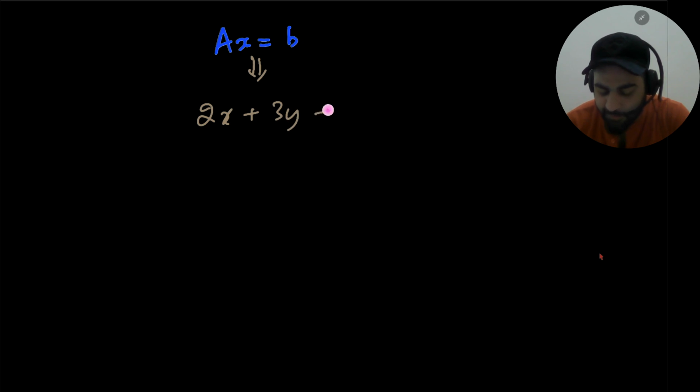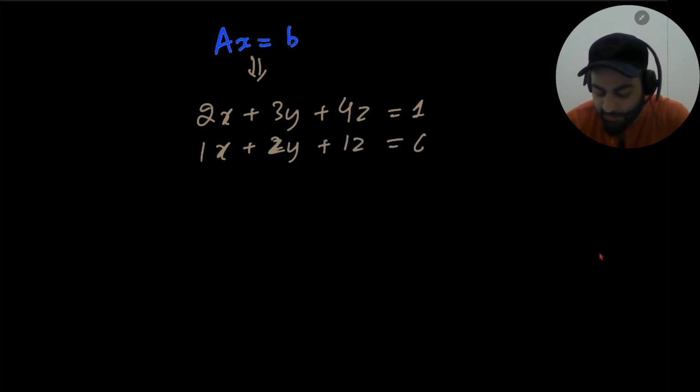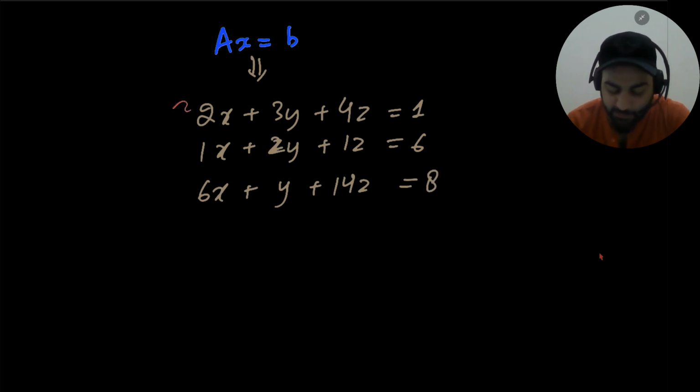So what I said, the fundamental problem of algebra was you have to solve the system of homogeneous linear equations. So that is Ax plus b. And in that, what was this A? Let's again write these equations. This was like 2x plus 3y plus 4z, let's suppose, is equal to 1. Then we'll have another equation, 1x plus 2y plus 1z is equal to 6. 6x plus y plus 14z is equal to, let's suppose, 8. This was our system of equations.